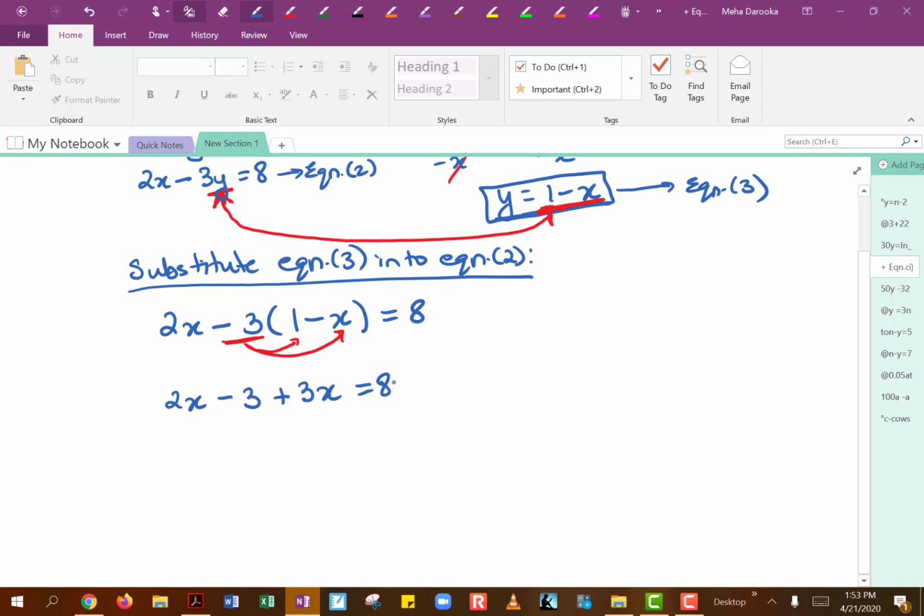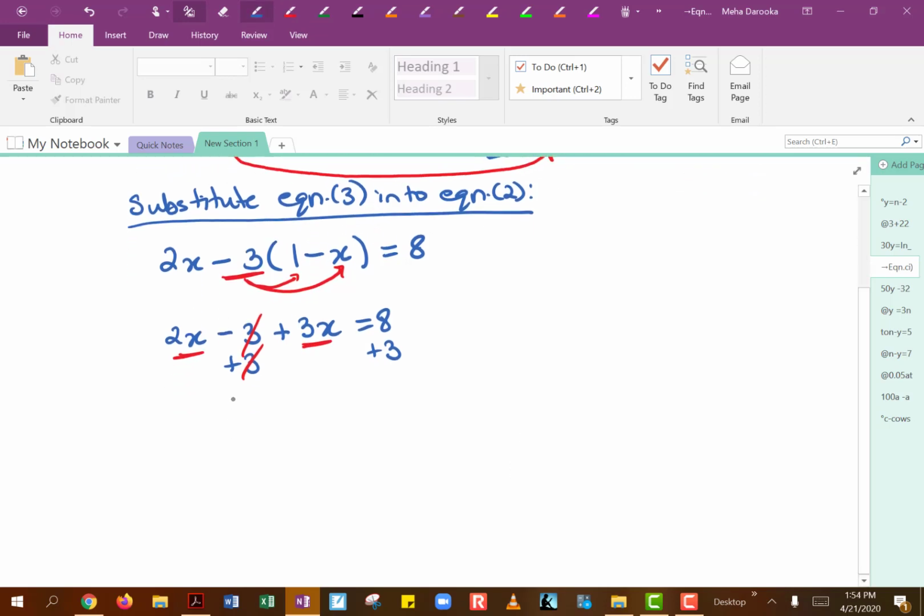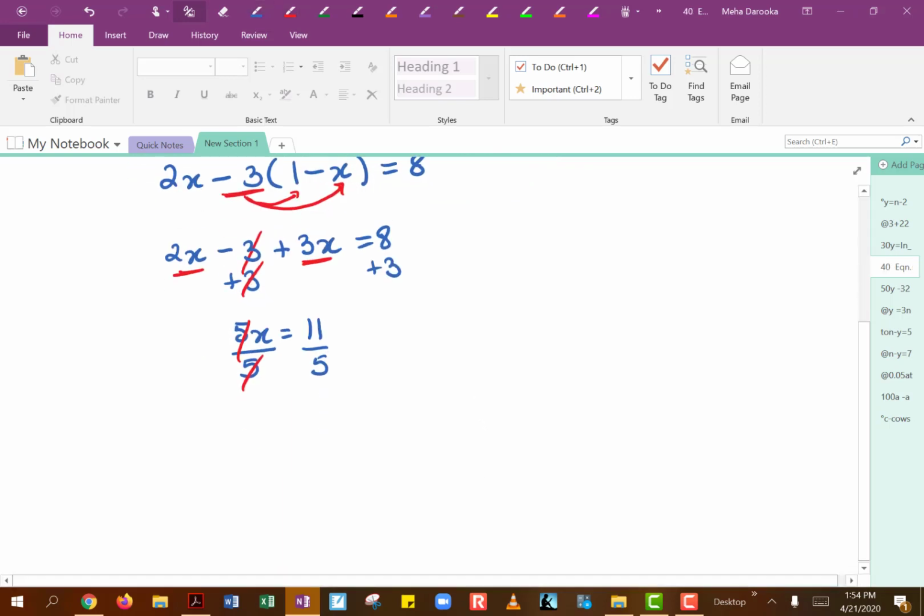Now our goal is to find the value. We're not using the graphing method, we need to figure out what the x and y values are if our graph is intersecting at one point. So you want to get x by itself. Let's start by moving this 3 to the other side. And then of course we can combine 2x with 3x. So 2x plus 3x will give us 5x over here. 8 plus 3 will give us 11 over here. And then to get x by itself, divide both sides by 5. And we will end up getting x equals 11 over 5.